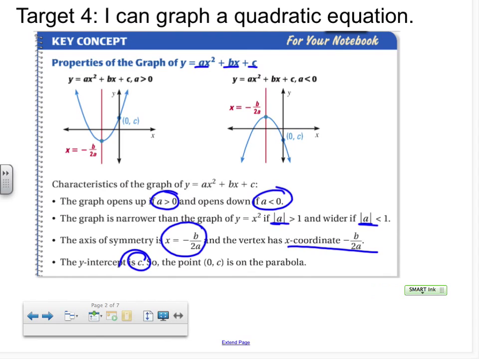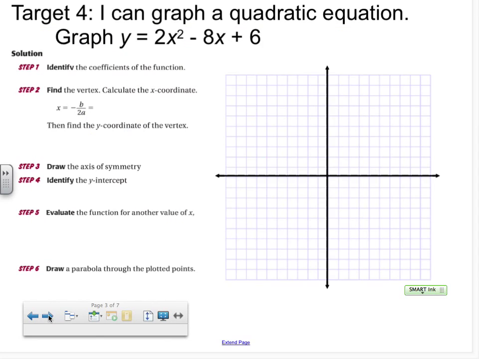All right, so let's look at an example. We have the graph y equals 2x squared minus 8x plus 6. A couple things we can tell right away. We know our coefficients are 2, negative 8, and 6. We can tell by looking at it that it opens up like a cup because a is 2. It's also pretty far from 0, so this is going to be a rather skinny graph.